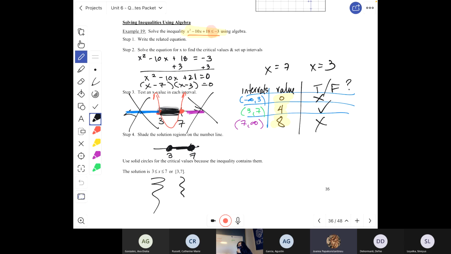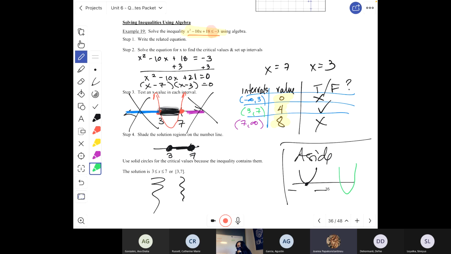Well, what are your options? As an aside, let's think about it, right? We can either have something like that, so you'd have 2 intervals, or we could have something like that, or we could have either this or that, or technically you could have no real solutions, but then you'd either shade the whole number line or none of it. Okay?